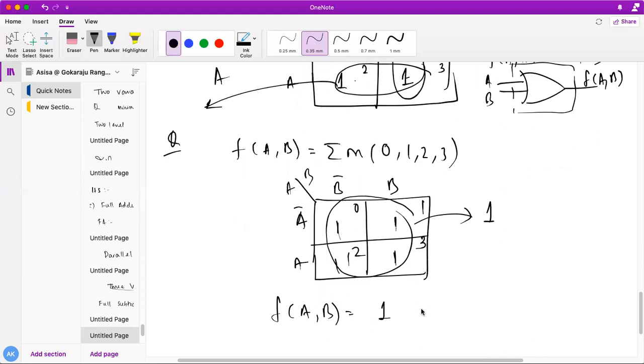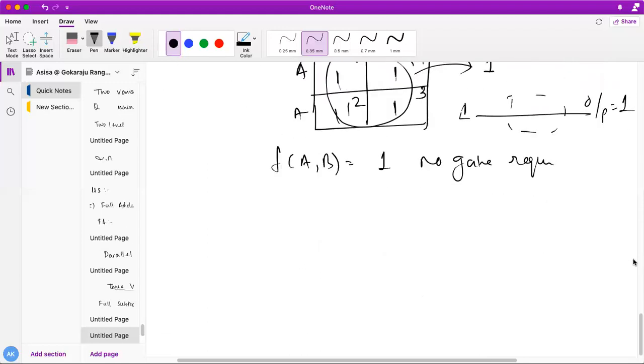So how many gates are required? No gate is required to design. No gate is required. Simply a 1 runs from the output to the input. Okay, do you all understand? Very simple, nothing else. Okay, next we will move to another question over here.